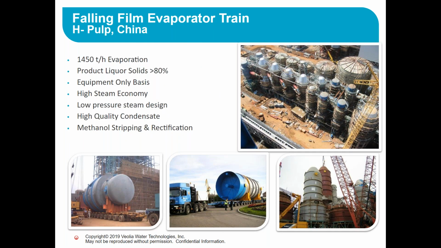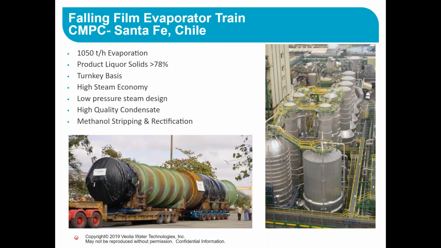And H-Pulp in China on Hainan Island was a 1,450 ton an hour evaporator set that we built, going to 80% solids. That was an equipment only project. So it had very high steam economy, and a low pressure steam design so they can generate a lot of electricity. And again, we had very high quality condensate and methanol stripping and rectification there. That system's been in operation for several years.